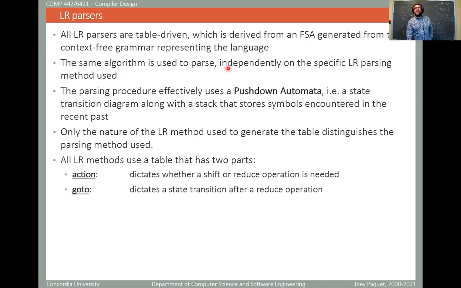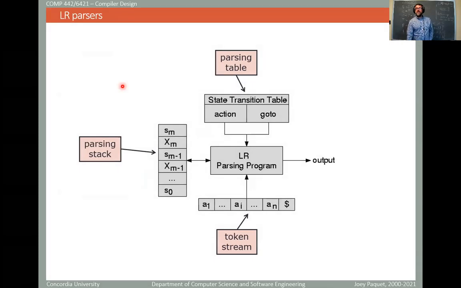The same algorithm is used to parse independently of which LR parsing method is used. So this algorithm here is the same. You don't have a different algorithm for CLR, LALR, or SLR. It's the same algorithm. The difference is what the heuristics are, or what method you use to actually construct the table.